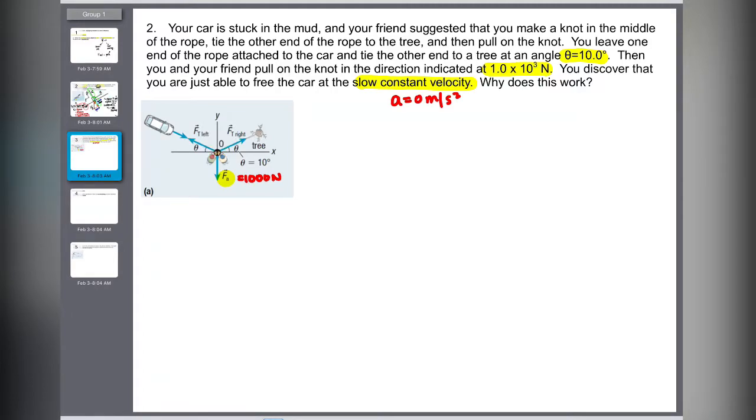Whenever it's the same rope, it is the same length. Okay, so draw your free body diagram. We're going to draw it at the knot. I know that this is FA that is pulling downward, and I know that is 1000 Newton. Okay, so that's where this is.